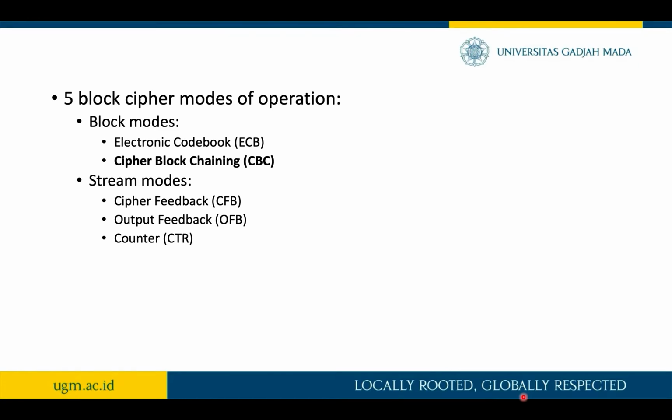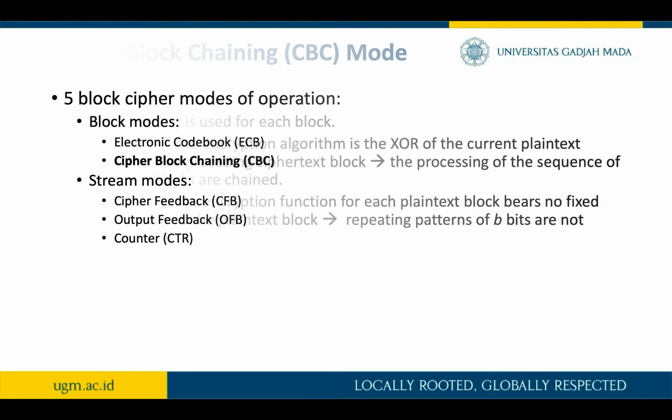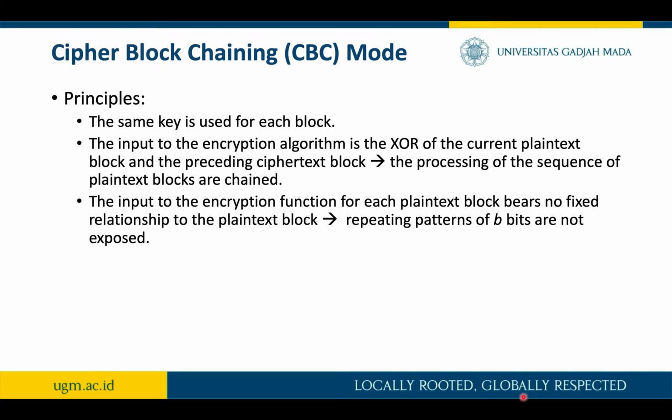So we will discuss one of the block modes, which is cipher block chaining or CBC. These are the principles of CBC. First, we use the same key for each block. For each block, we always use the same key. The input to the encryption algorithm is the result of the exclusive OR operation between the current plaintext block and the preceding ciphertext block.